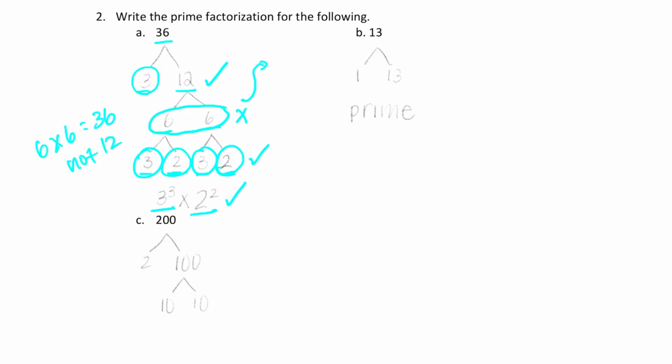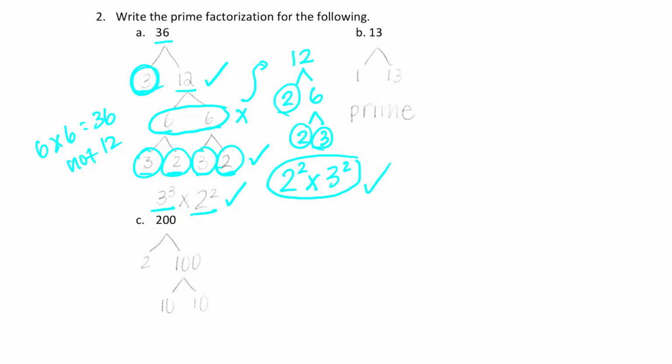Let's go ahead and fix this one. So 12 should break down into 2 times 6, not 6 times 6. And 6 I can break down into 2 times 3. So I have 2 2s, so I get 2 squared. And I have 2 3s, so I get 3 squared. And this is the correct answer for this problem.